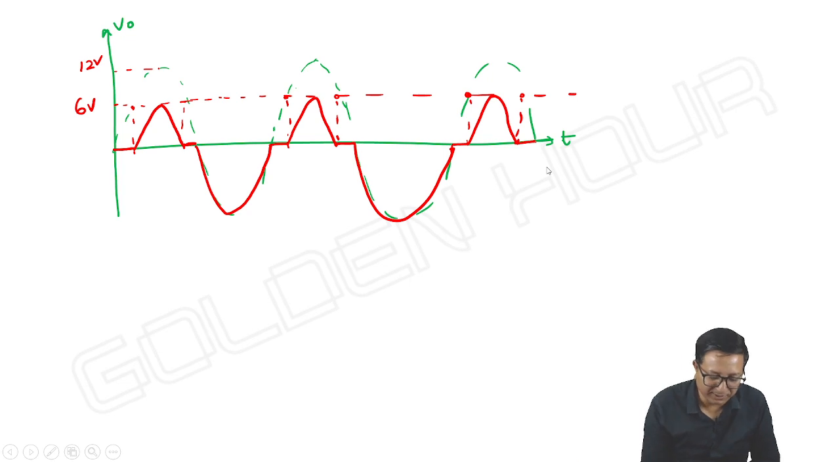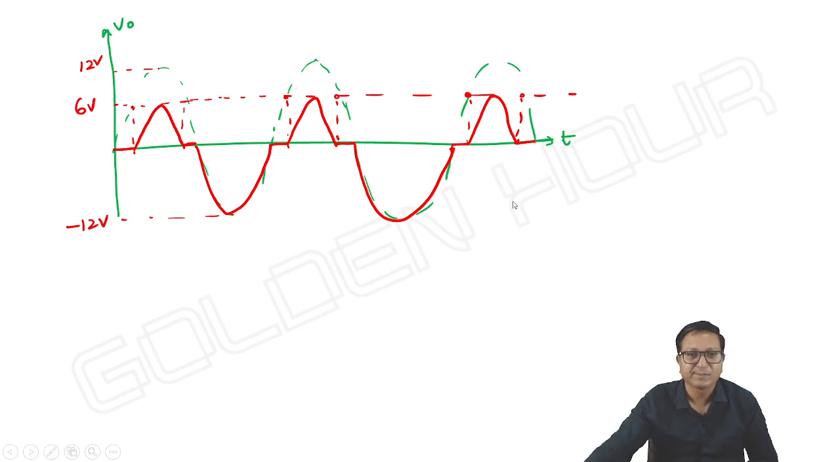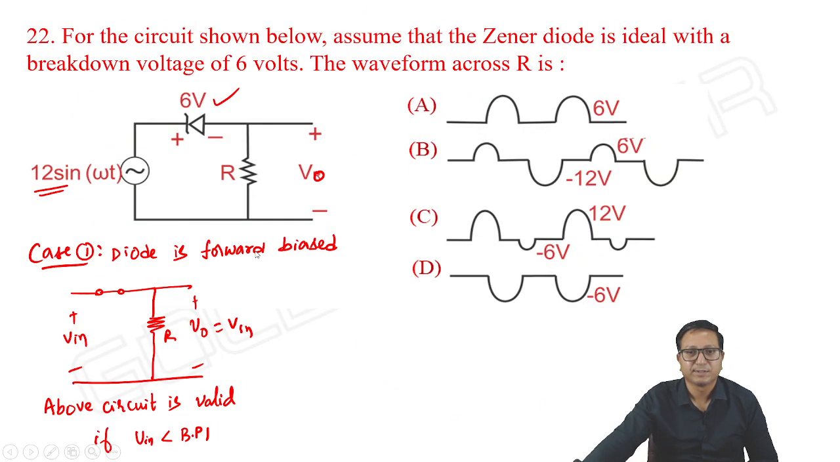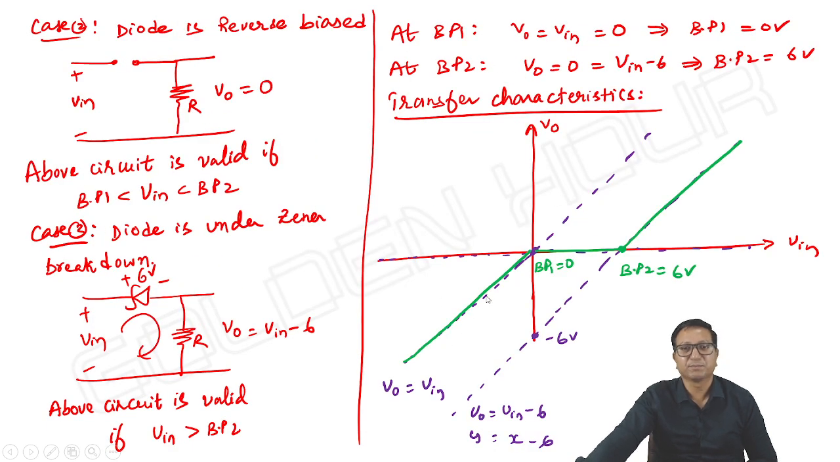Now look at the options. Option B is correct. In positive cycles output can reach a maximum of 6 volts. In negative cycles output can reach a minimum of minus 12 volts. That's it. It's a very simple one.